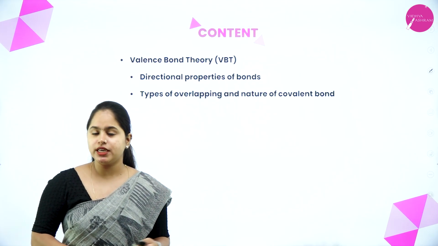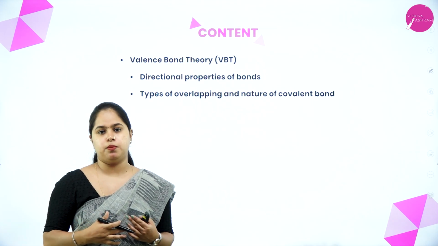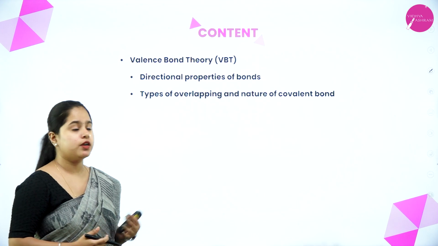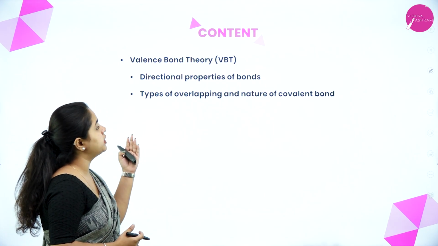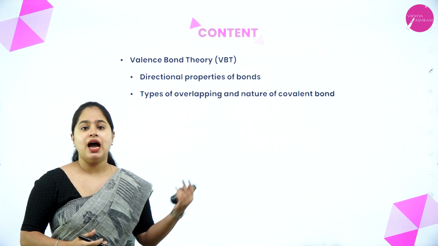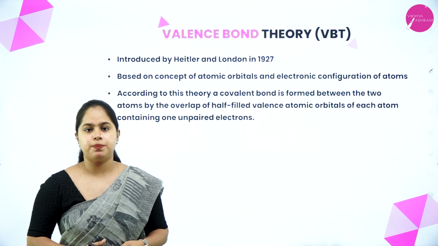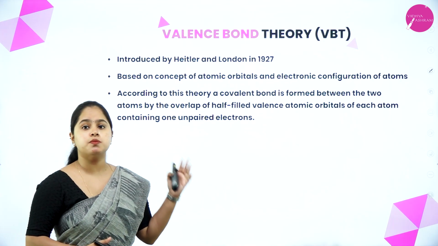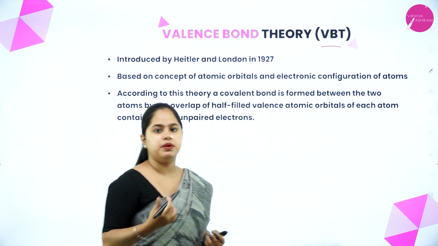So, in today's session, we will be discussing the next approach to chemical bonding, that is valence bond theory. We are going to discuss valence bond theory, in which we will be studying the directional properties of the bonds, the types of overlapping and the nature of covalent bond in this session. So, we are beginning with the next approach to chemical bonding, that is valence bond theory, or in short form, you can also write it as VBT.